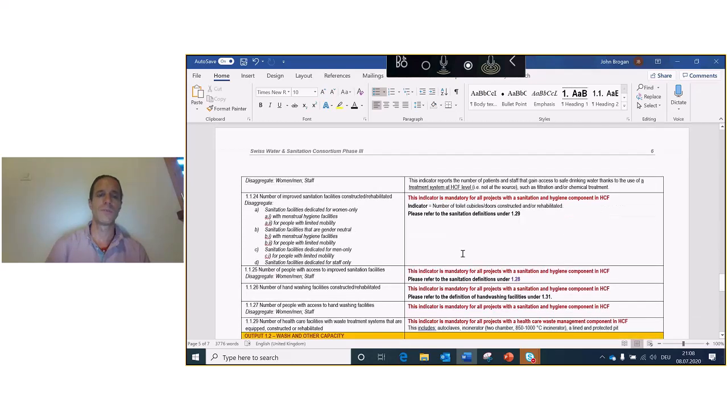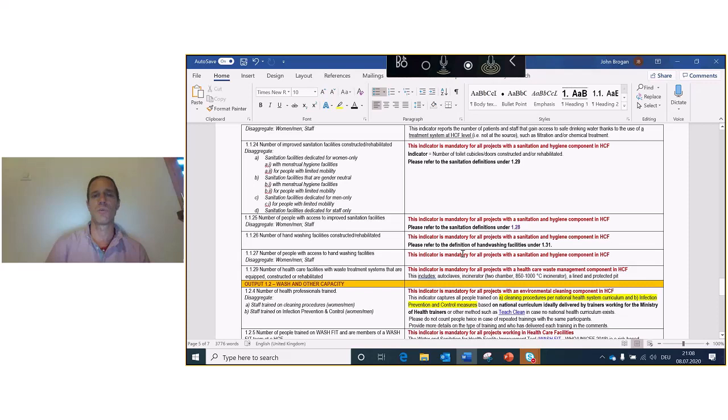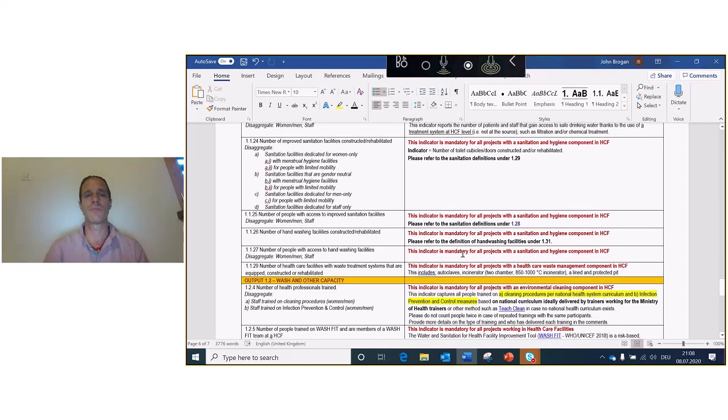Coming down to improved sanitation facilities, here we just want to know the number of facilities which have been constructed or rehabilitated. However, there are several levels of disaggregation. So broadly, we want to know how many facilities are for women only, how many facilities are gender neutral, how many facilities are for men only, in the case that they exist, and also sanitation facilities dedicated for staff.